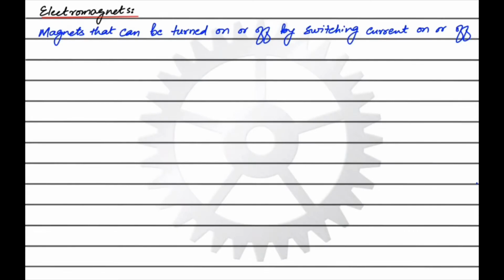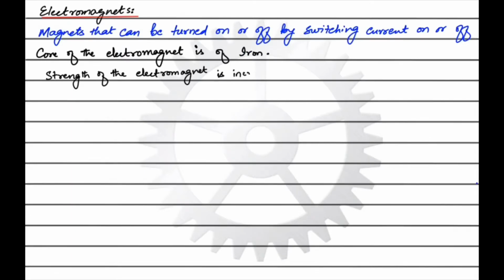Strength of the electromagnet can be increased by placing iron as the core of electromagnet because iron concentrates the magnetic field lines. You can increase the strength of electromagnet by increasing electric current through the solenoid, and similarly you can increase the strength of the electromagnet by increasing number of turns of the solenoid.